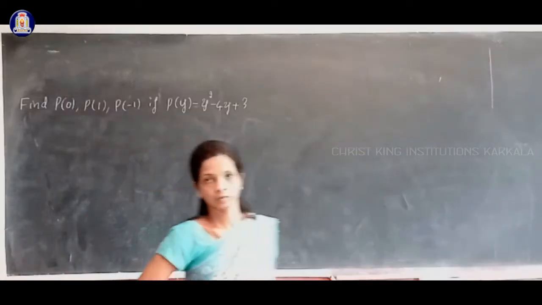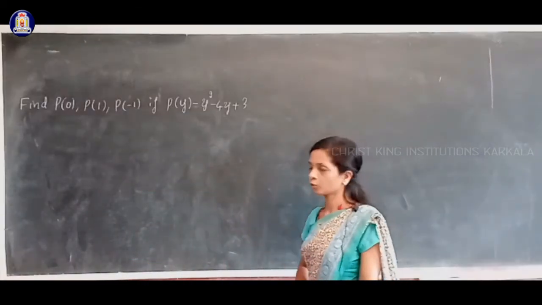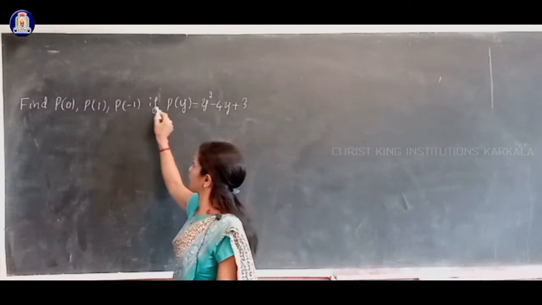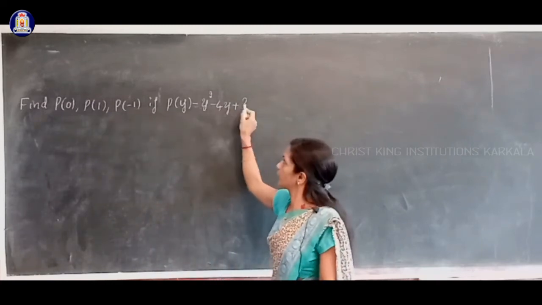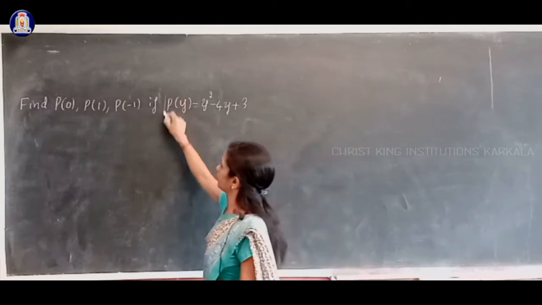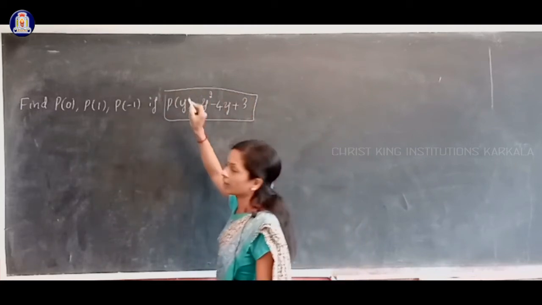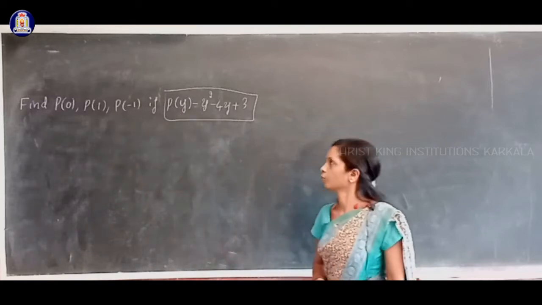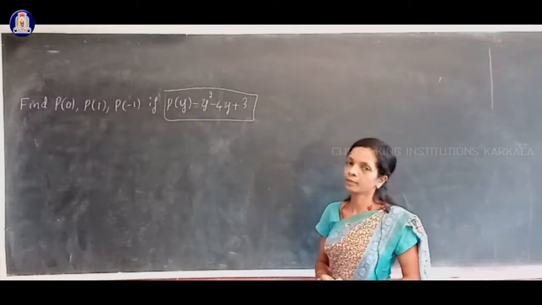Next, find p of 0, p of 1 and p of minus 1 if p of y is equal to y square minus 4y plus 3. So, how to get p of 0, p of 1, p of minus 1? For this, p of y is equal to y square minus 4y plus 3.